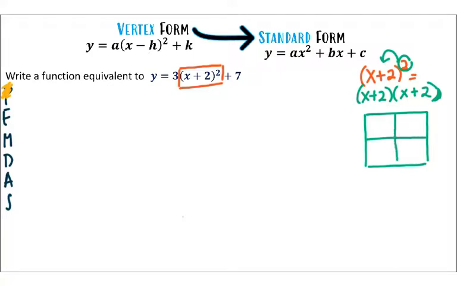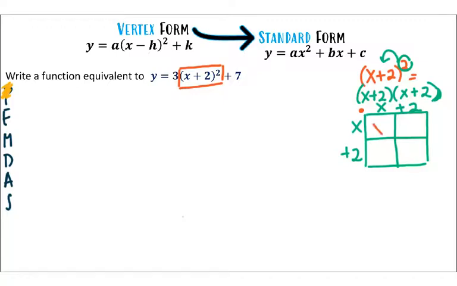So remember, your first binomial goes on the left. We have x plus 2. And then our second one goes on the top. It's the same thing, x plus 2. And always remember, we multiply to get inside the box. There's no operation between our two parentheses, so we assume it's multiplication. All right, so let's multiply.